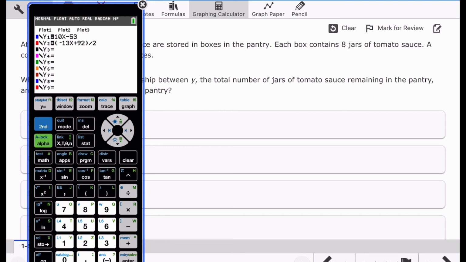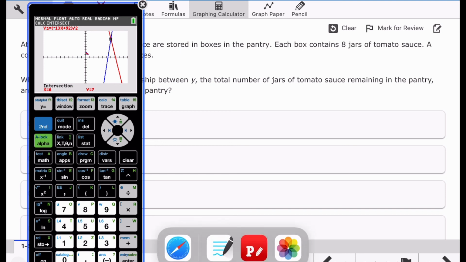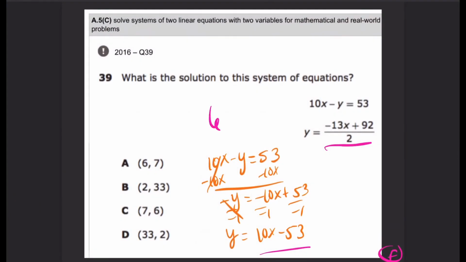Notice that I'm putting parentheses around the numerator because it's the negative 13x plus 92 all over 2. Here's my point of intersection. So second trace, number 5 intersect. Enter, enter, enter. The point of intersection is 6, comma 7. Making the answer A.